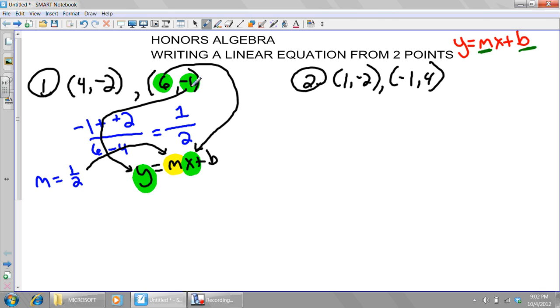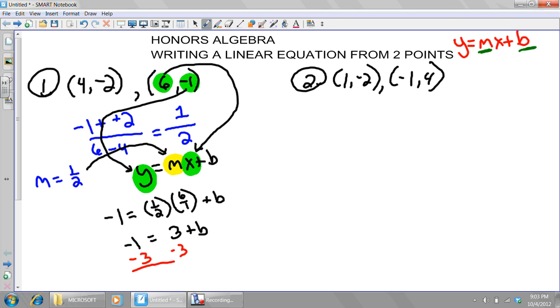Let me do it. So let me put -1 in for y, and my slope is 1/2, and then my x-coordinate is 6, but since I'm multiplying by half, I might write it as 6 over 1. Okay, plus b. Now I'm going to simplify the right-hand side. 1/2 of 6 is 3, plus b. That's equal to -1. I'm going to get b alone by subtracting 3 from both sides. And now I know that b is going to equal -4.